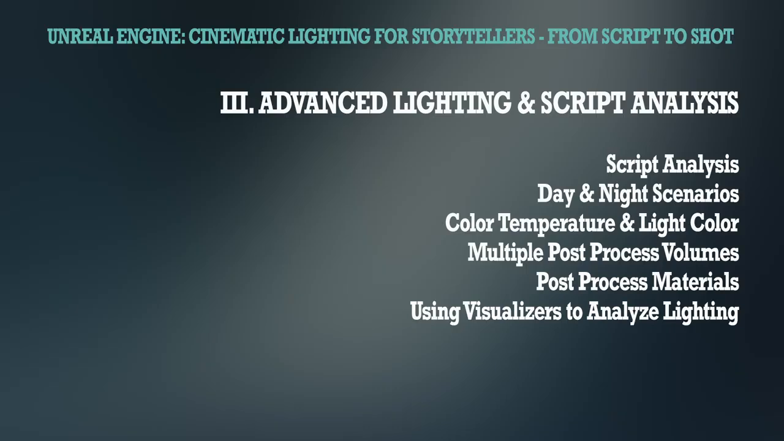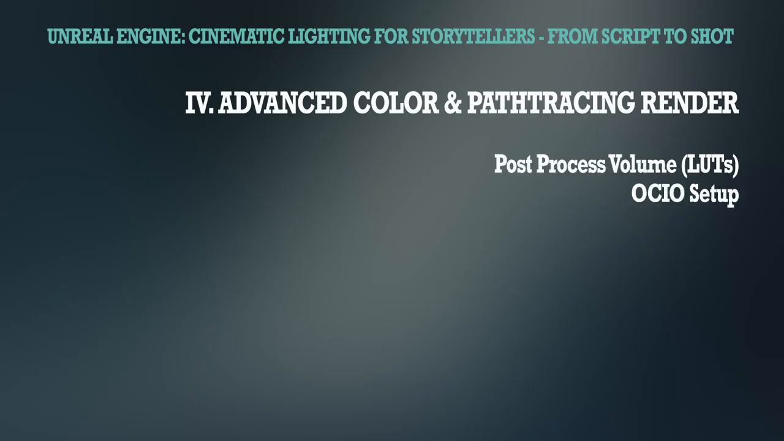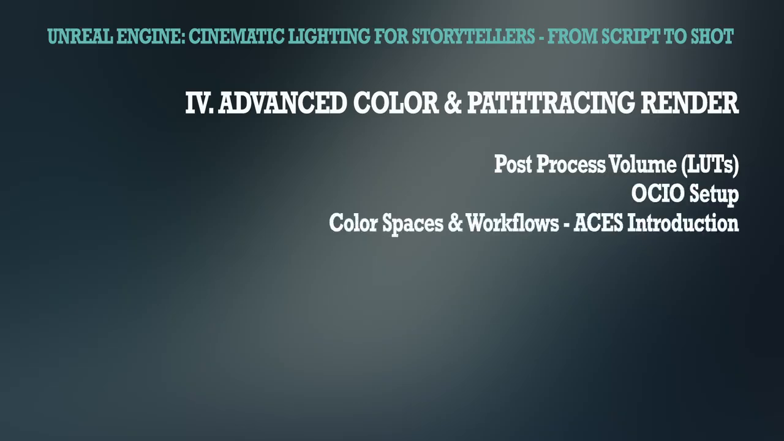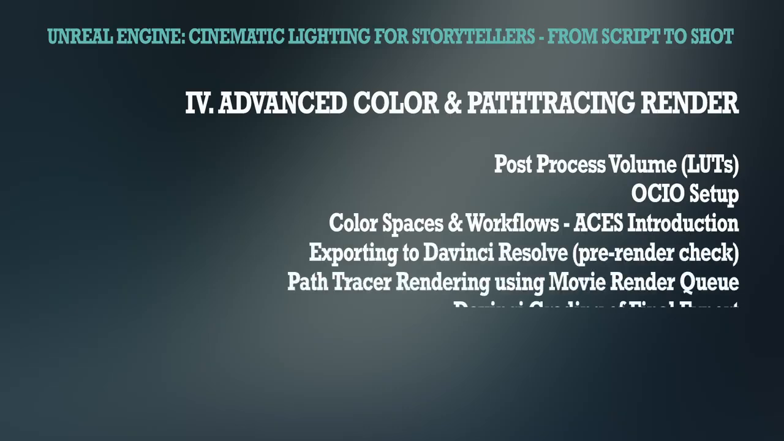And finally, Part 4 covers high-end rendering and color workflows. We'll set up OCIO, figure out when we can use LUTs and when we shouldn't, understand color spaces and the ACES workflow, render with the path tracer using Movie Render Queue and export EXRs, and do a basic grade in DaVinci Resolve. So we can understand this workflow end to end and deliver a polished cinematic shot.